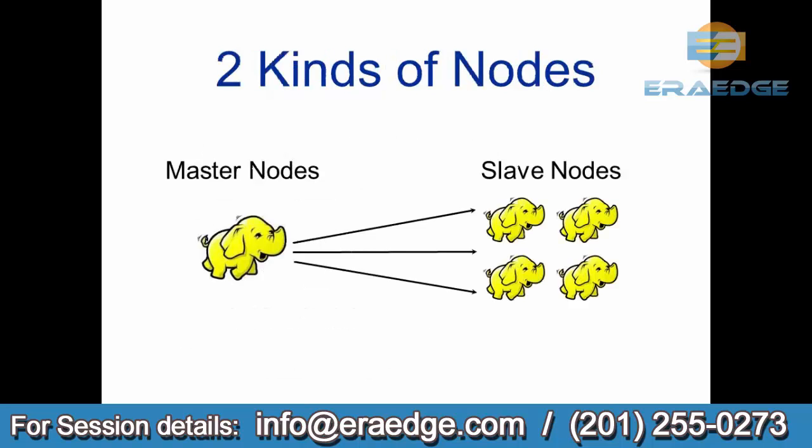As I said, it is actually a cluster, a group of nodes. That's where the Hadoop framework runs. A cluster is a group of nodes, and you will have a number of machines put in a rack, connected through a network. There are two types of nodes. You'll have master nodes, and you'll have slave nodes.